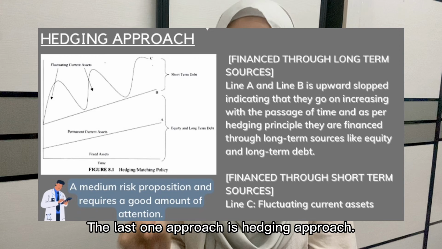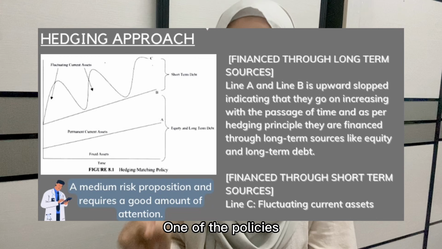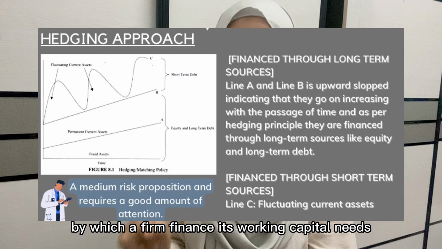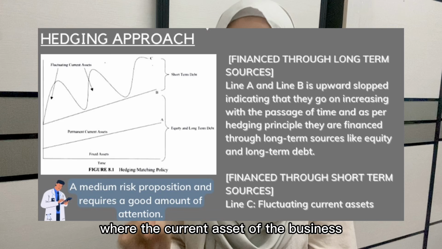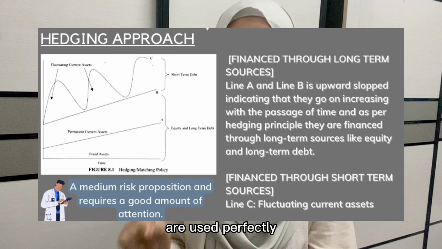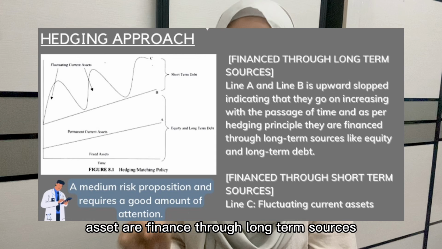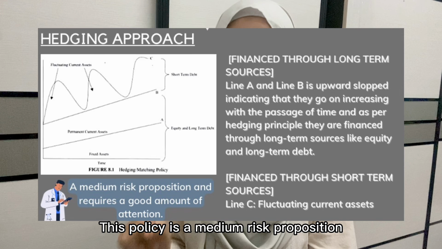The last approach is the hedging approach. One of the policies by which a firm finances its working capital needs is the hedging policy, also known as matching policy. This policy works in an arrangement where the current assets of the business are used perfectly to match the current liabilities. As per this approach, fixed and permanent current assets are financed through long-term sources and fluctuating current assets are financed through short-term sources. This policy is a medium risk proposition and requires a good amount of attention.